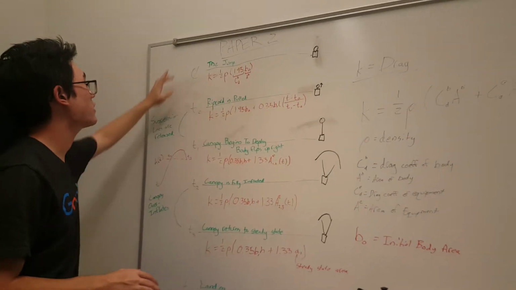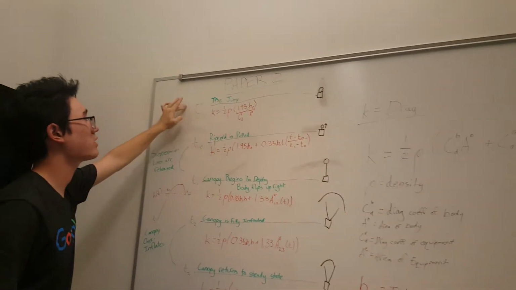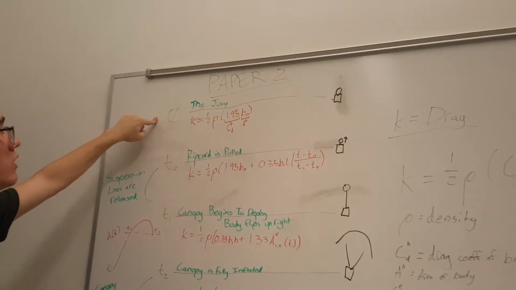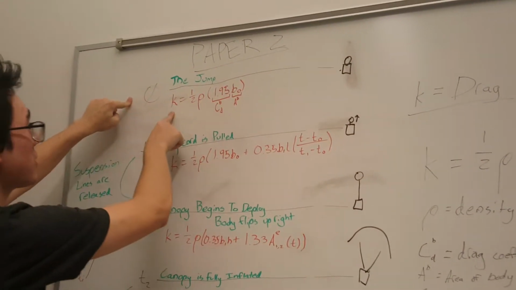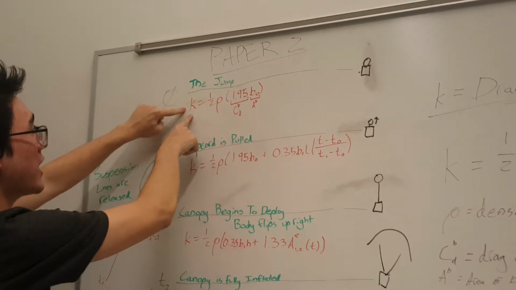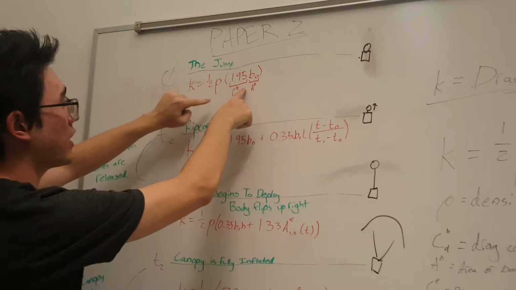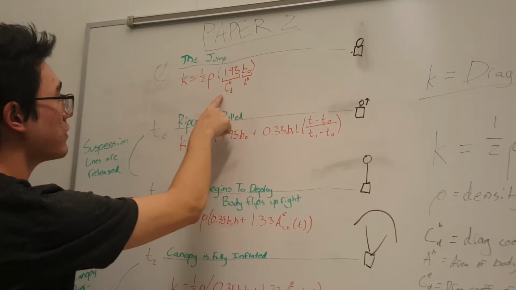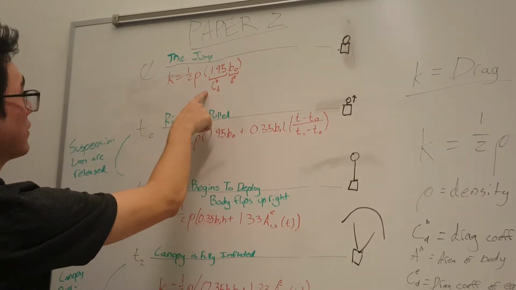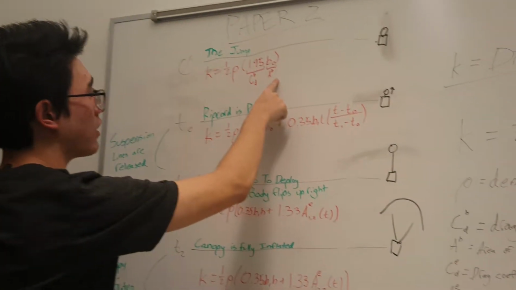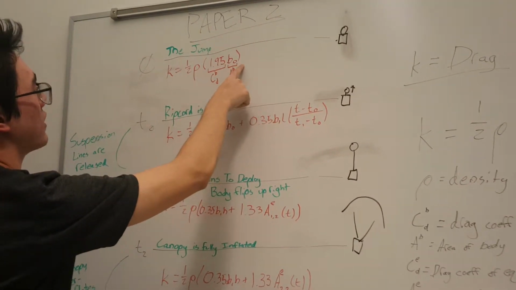So we start off up here. This is when we jump right out of the airplane, right? This is time 0. And it's at this point that we have a certain drag of k: 1/2 times the density times 1.95, which is the drag coefficient of the body of the skydiver, times their cross-sectional area.